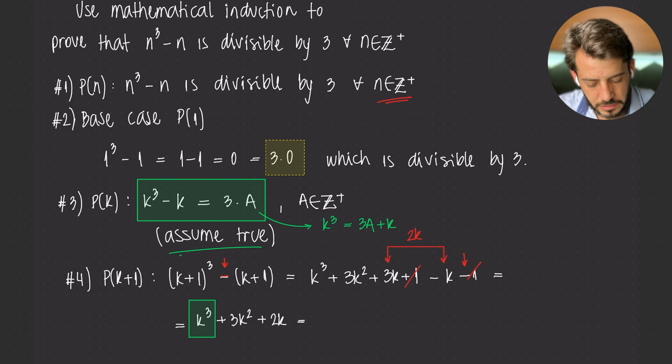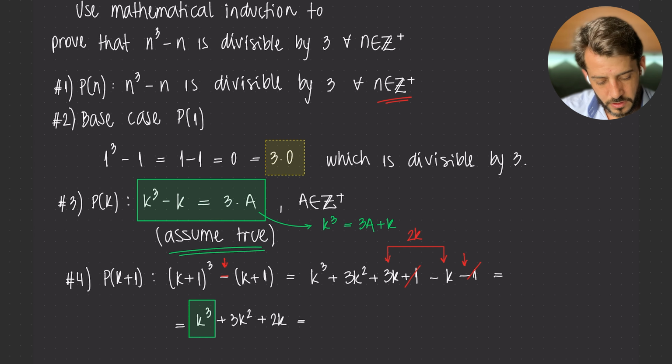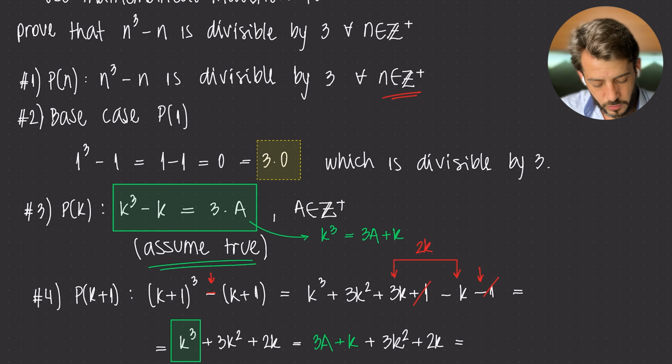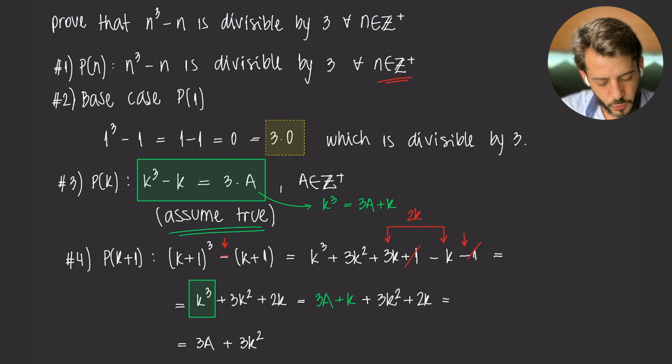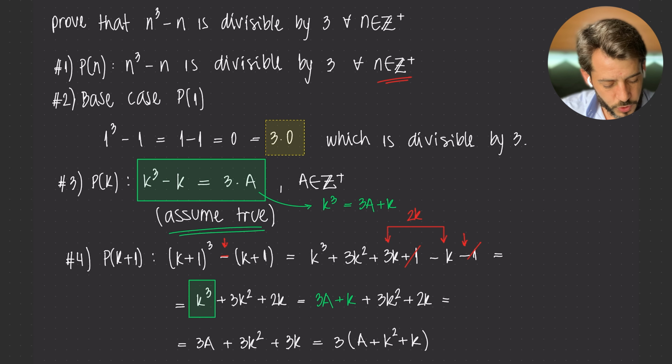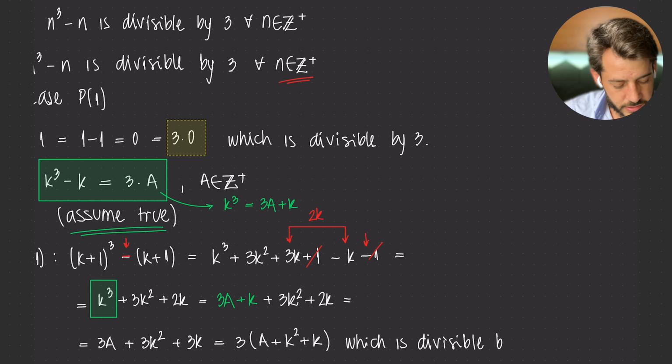Now we can replace k cubed by 3a plus k, given that we're assuming this to be true. Therefore, we have 3a plus k plus 3k squared plus 2k, which can be simplified to 3a plus 3k squared plus 3k, and factoring out a 3, we can see that we do get a number which is divisible by 3. And there you go. We only have to write the conclusion now and we're done.